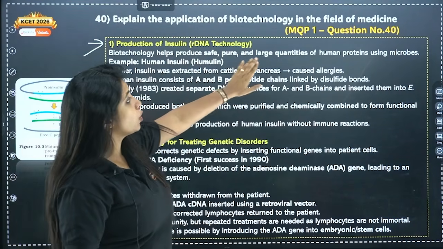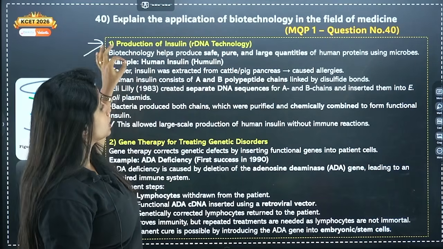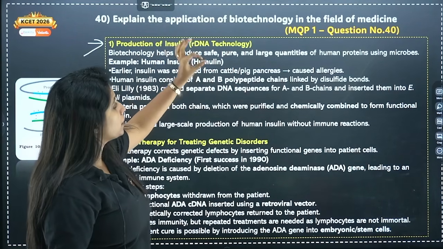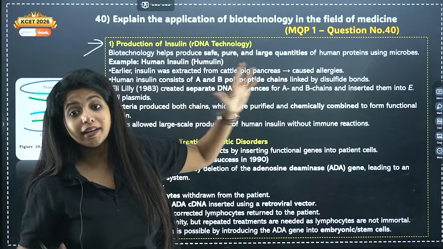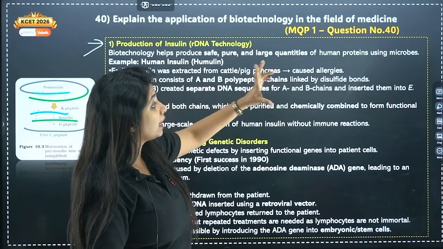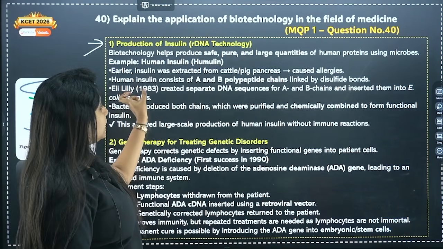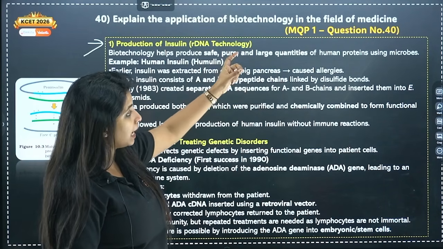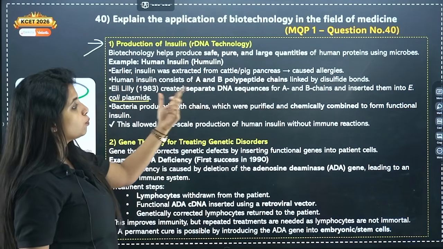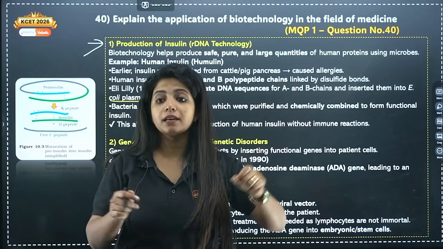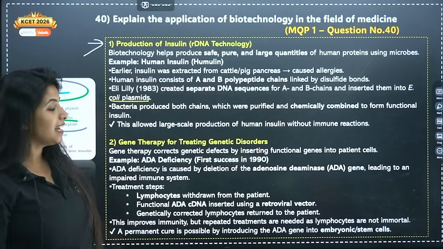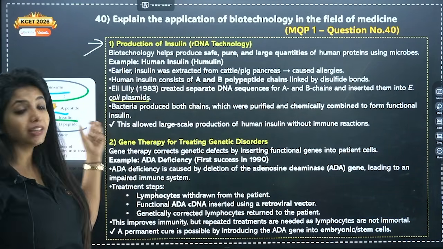Biotechnology helps produce safe, pure and large quantities of human proteins using microbes. Example, human insulin, that is humulin. Earlier, insulin was extracted from cattle and pig pancreas, which caused what? Allergies. Later, human insulin, consisting of A and B polypeptide chains linked by disulfide bonds, was made. Eli Lilly created separate DNA sequences for A and B chains and inserted them into E. coli plasmids. Bacteria produced both chains, which were purified and chemically combined to form a functional form of insulin. Got it? And now the next use that we have is gene therapy.